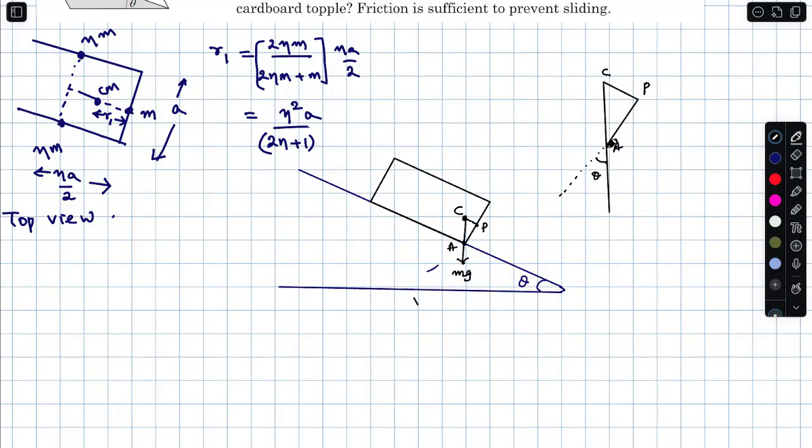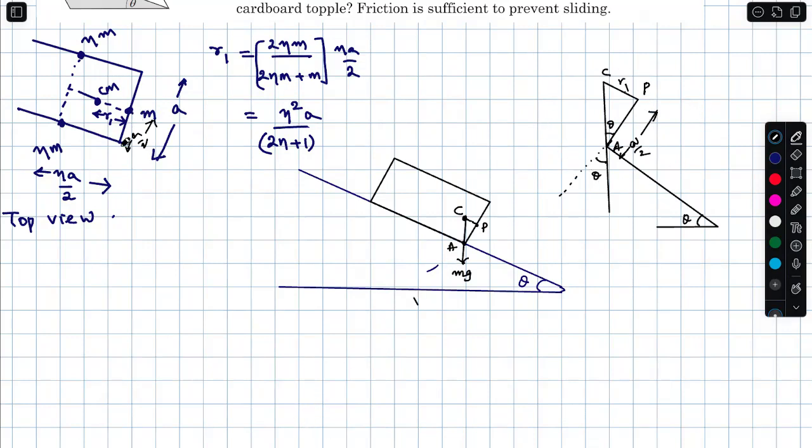These two are parallel lines. If this is theta, this is theta. And I know this distance is A. This distance is A. Agreed? And this is your R1. Agreed? I want clarity from your side. Say yes or no for this diagram.